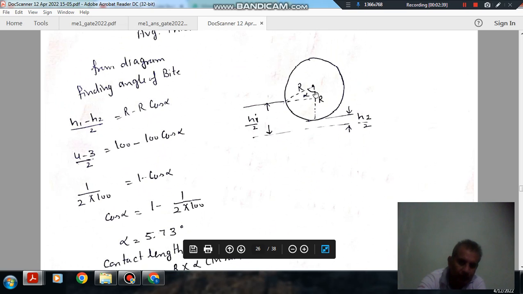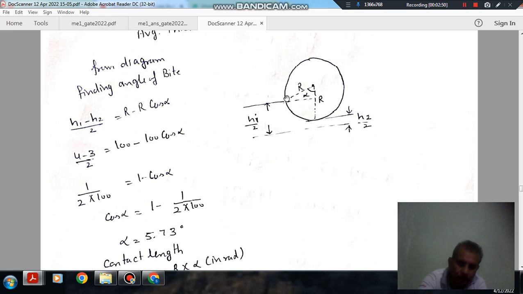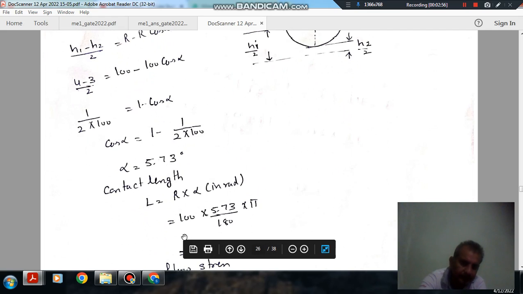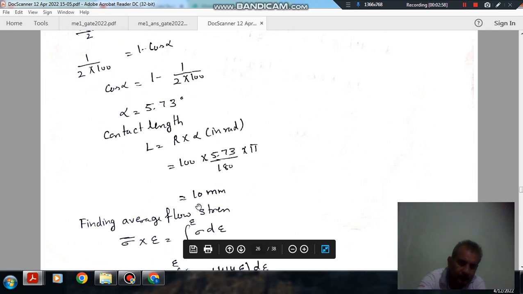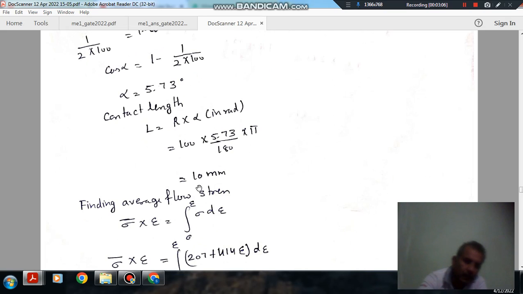So the angle of bite in degrees is 5.73, because all the things are known. h1 is known, h2 is known, r is known. You will find out alpha. Now the contact length is r into alpha, and we will take alpha in radian. So taking r as 100 and alpha as 5.73 by 180 into pi, L comes out as approximately 10 mm.